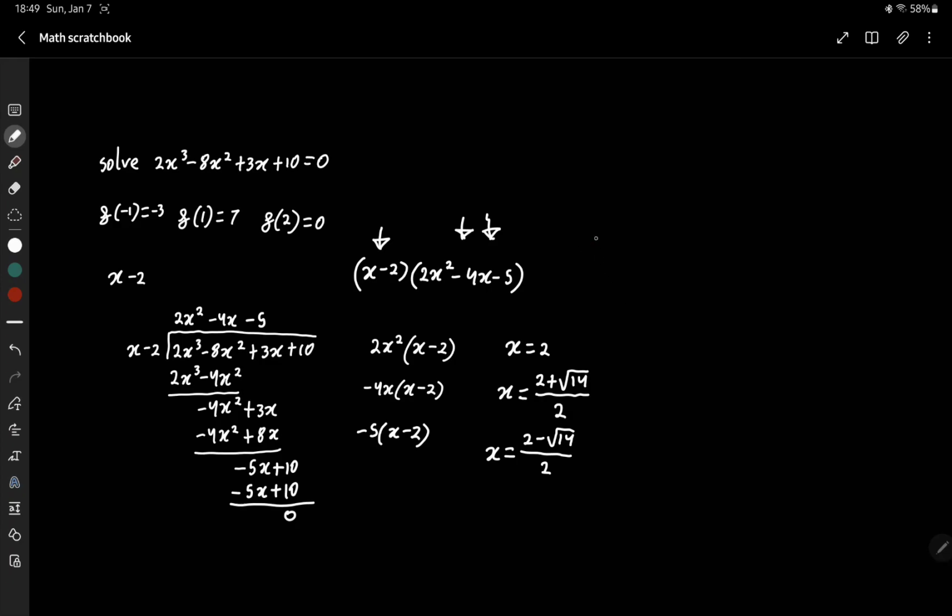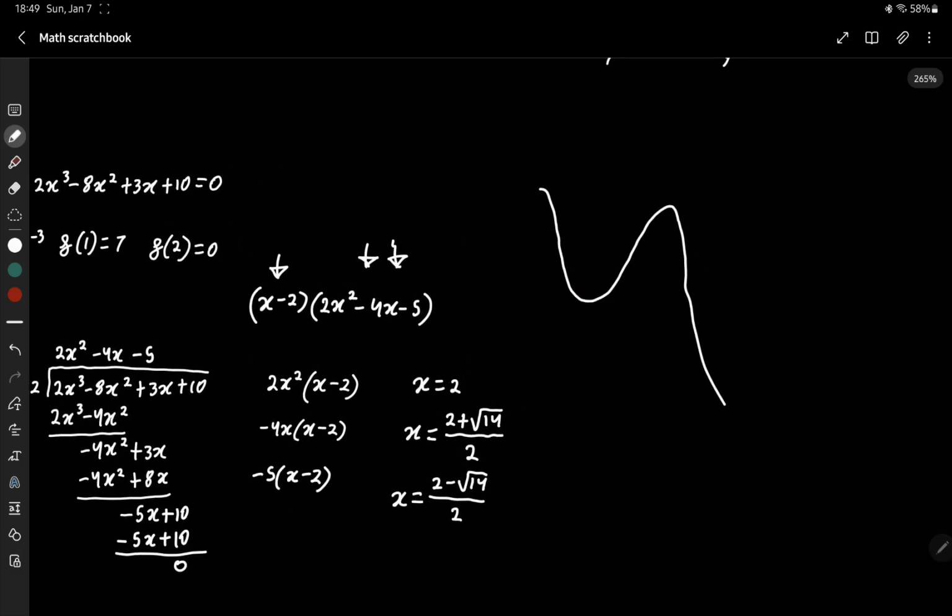So the polynomial intercepts the x-axis. Obviously, this is not a proper graph, but it intercepts the x-axis at 2, and then whatever that number is, and whatever that number is, and that is it.